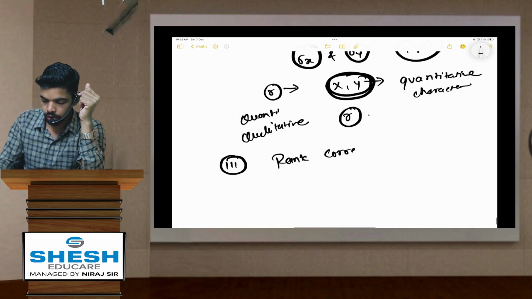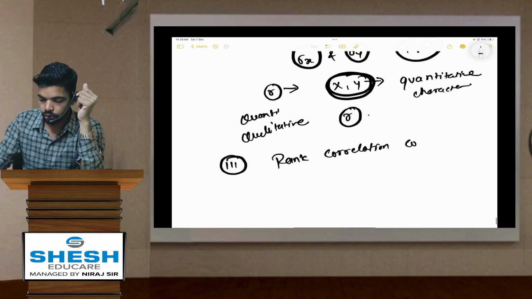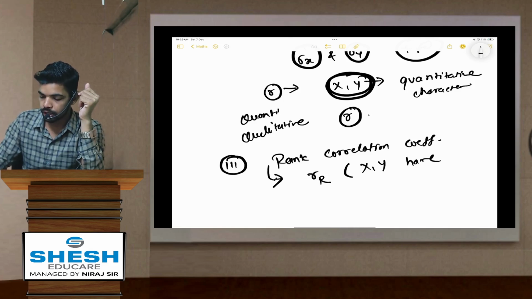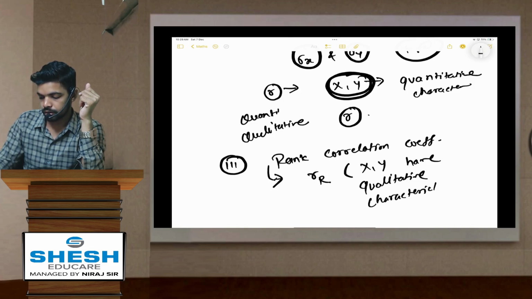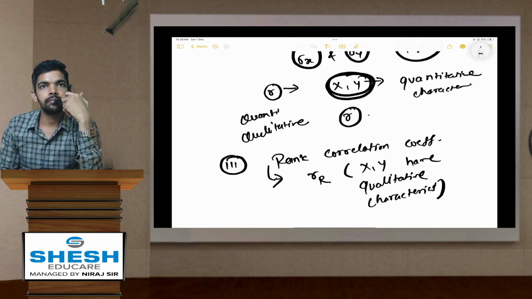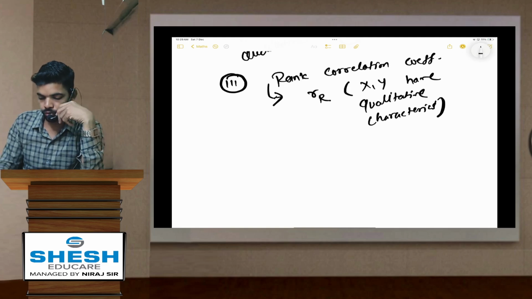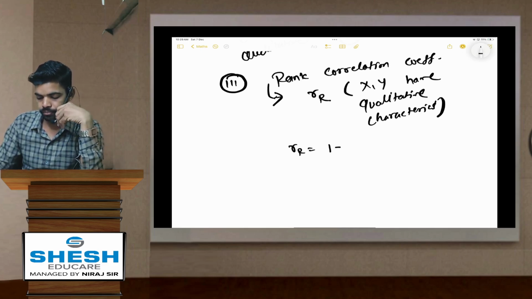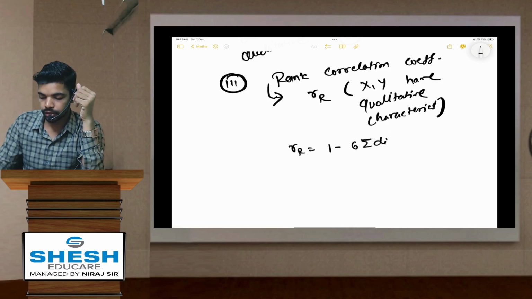Rank correlation coefficient. This is calculated, we denote it by R. This is calculated when x and y have qualitative characteristics. Now what is the formula for rank correlation coefficient? 1 minus 6 summation di square upon n into n square minus 1.